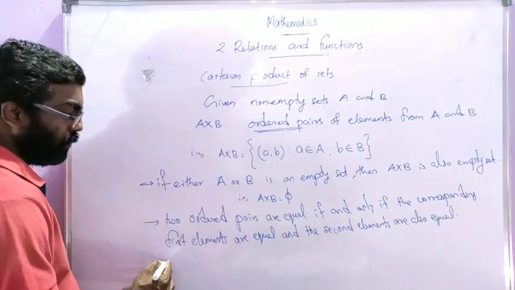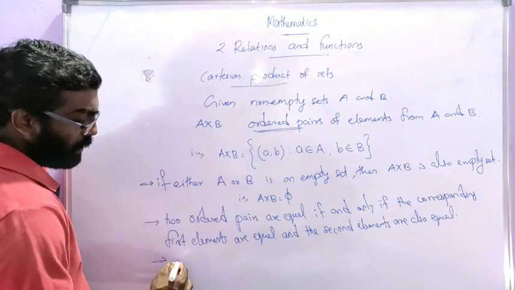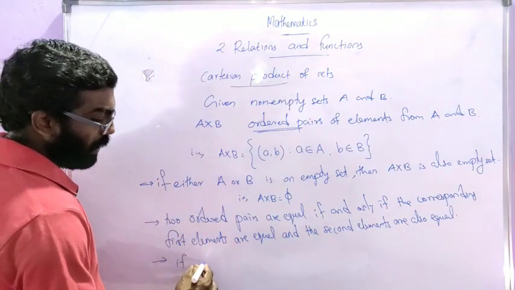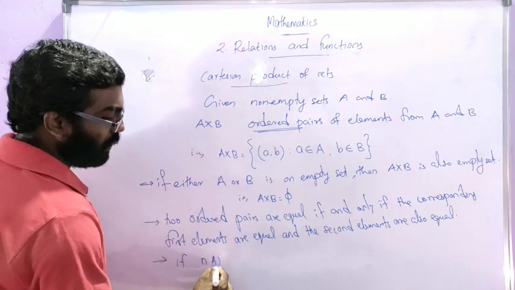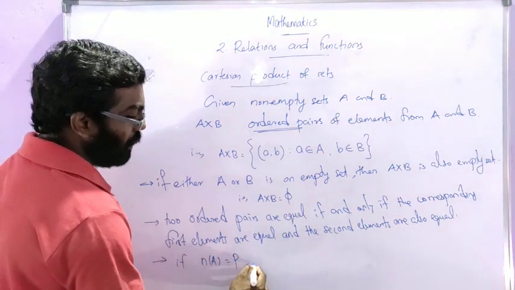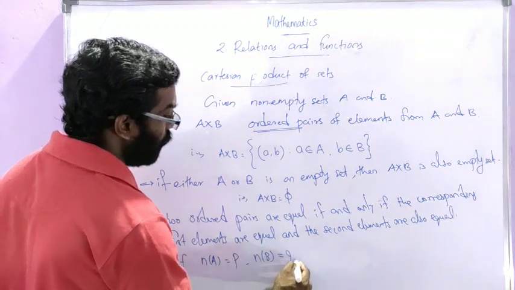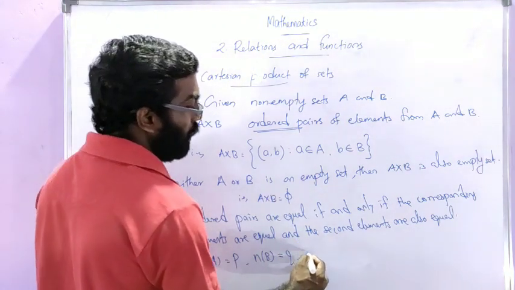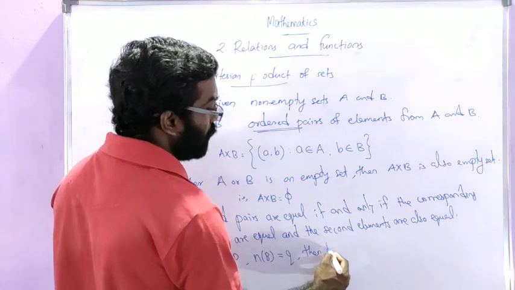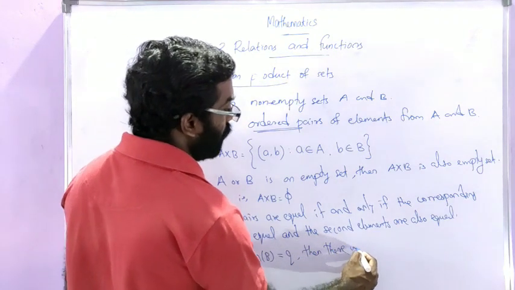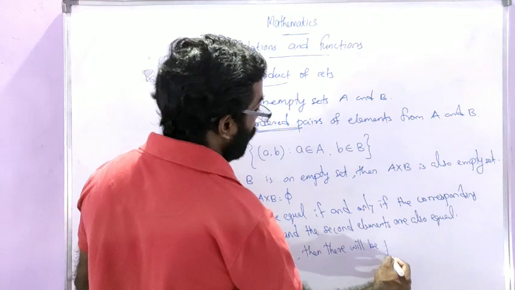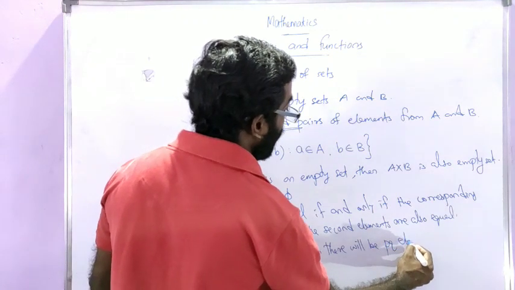And the next one is, if set A consists of p elements, that is n(A) is equal to p, and set B contains q elements, that is n(B) is equal to q, then there will be pq elements in A cross B.